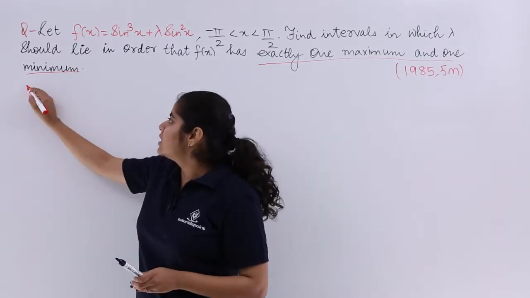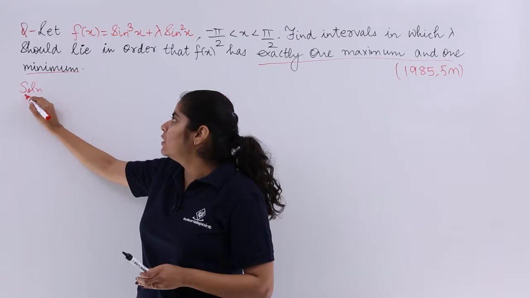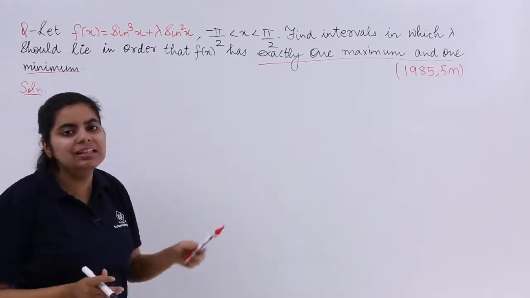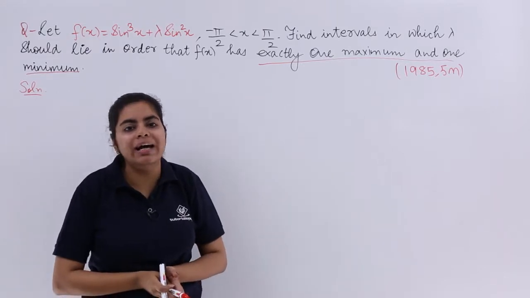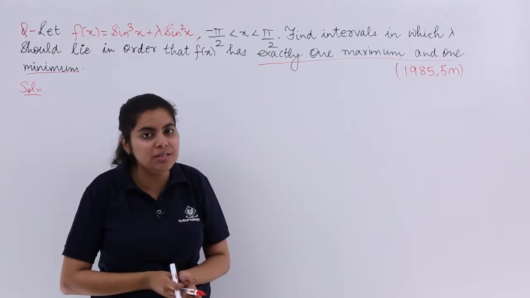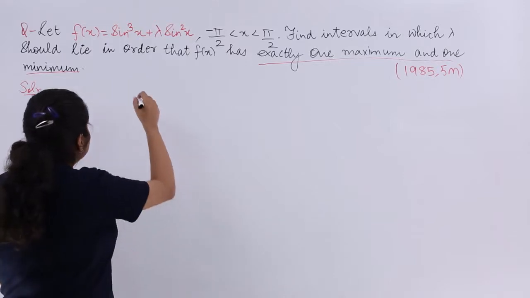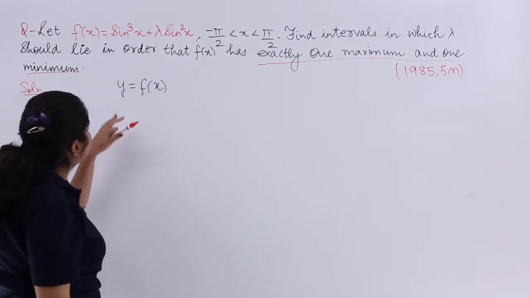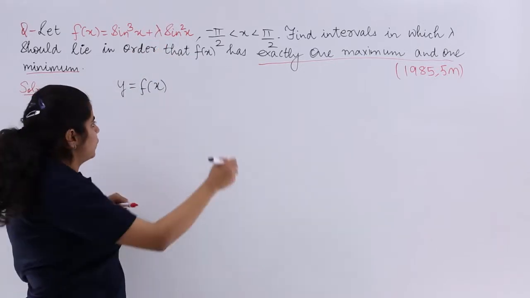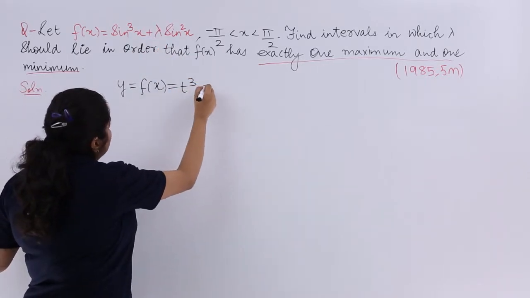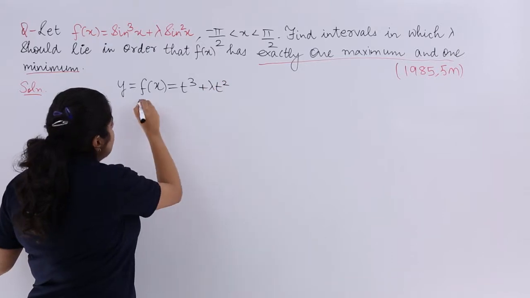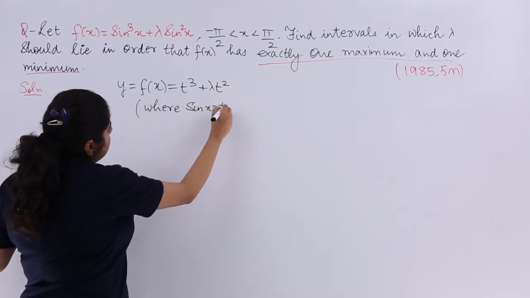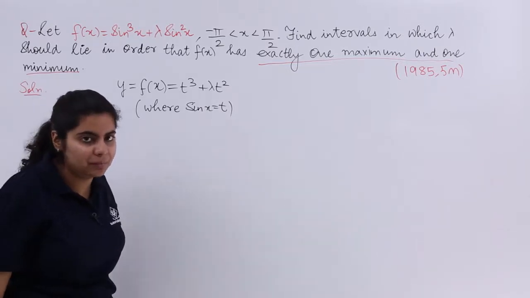So let's start with the solution, a subjective question. We need to solve it whole. Now the function is given in trigonometric terms. We are more familiar and comfortable with algebraic expressions. So let me name this function as y and let me put sin x equal to t. So what does it become? It becomes t³ + λt², where sin x is my t. No issues with it, substitution can be done.